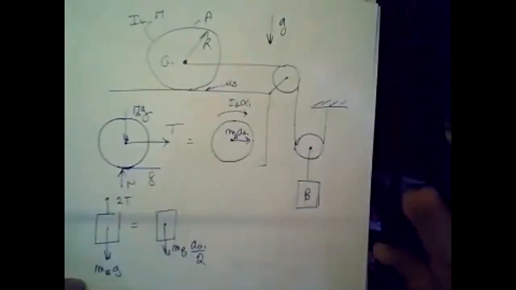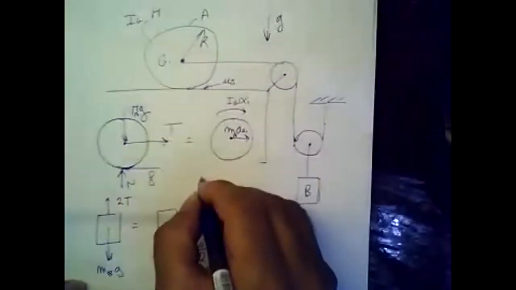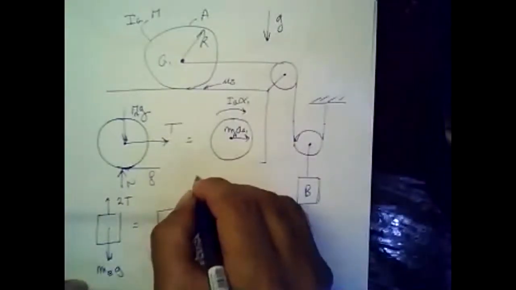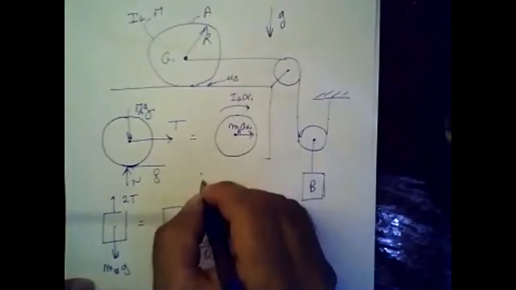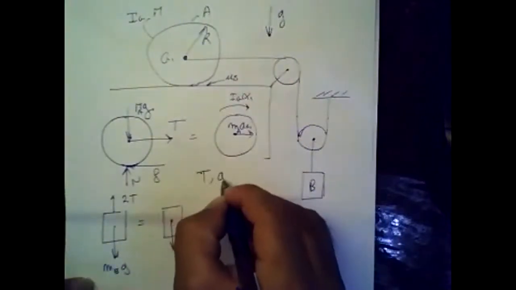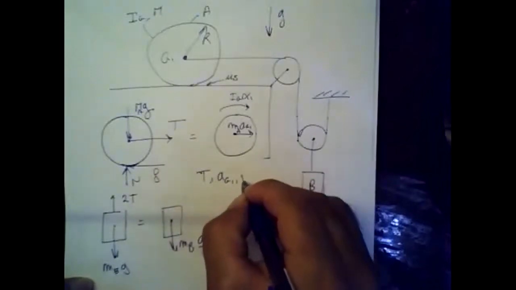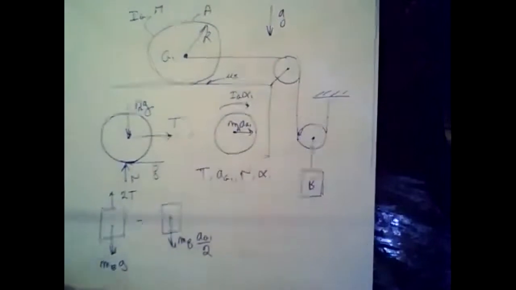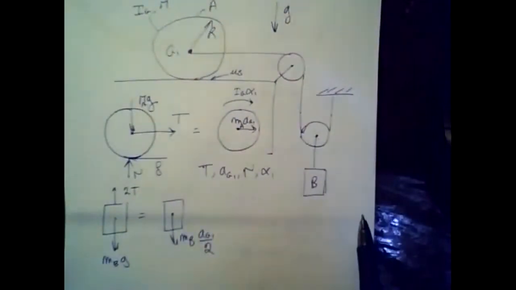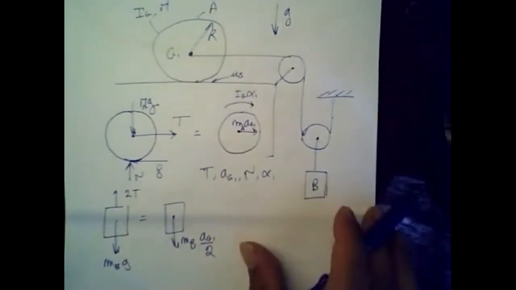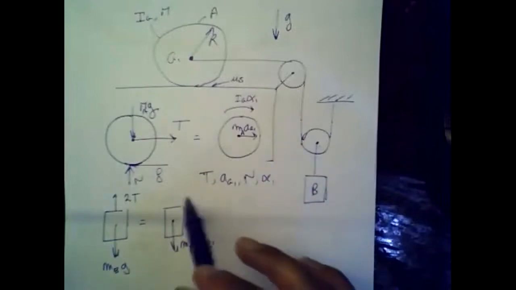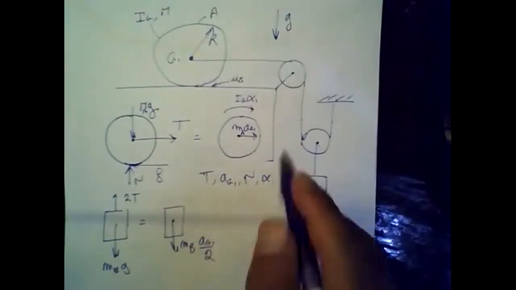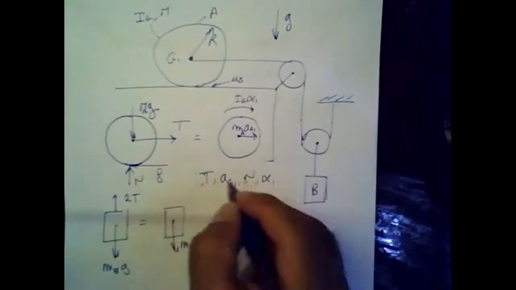So how many unknowns do I have? Can someone tell me what the unknowns are? The tension, AG1, the normal force, and the friction. And then alpha 1, right? So we have 5 unknowns. How many equations do I have? I have 2 on the first body, and then 1 on the block B. But we have 4 unknowns. Wait, what else did we forget? We forgot F, the friction.